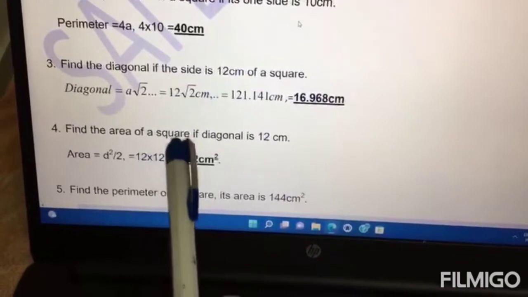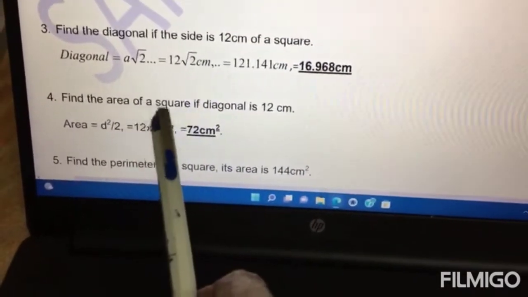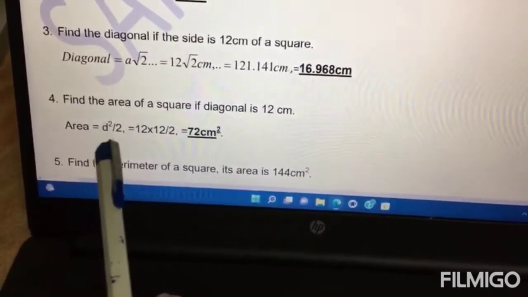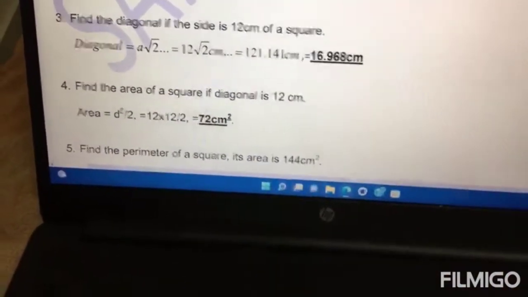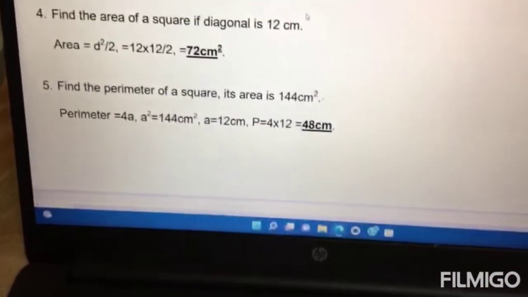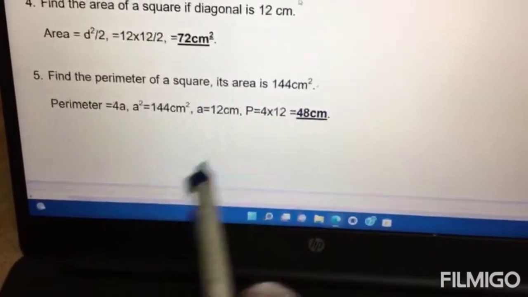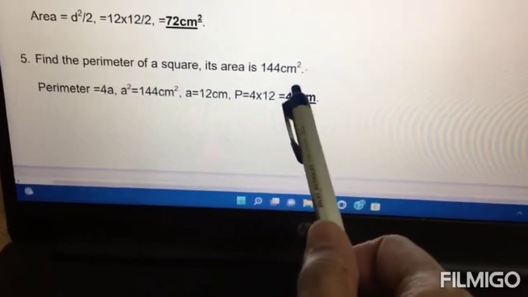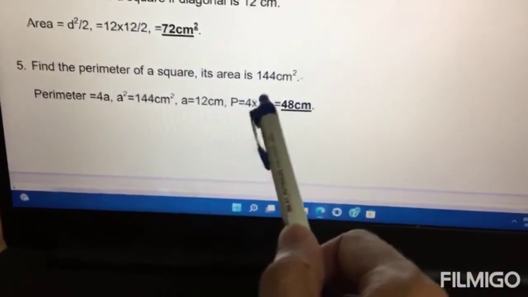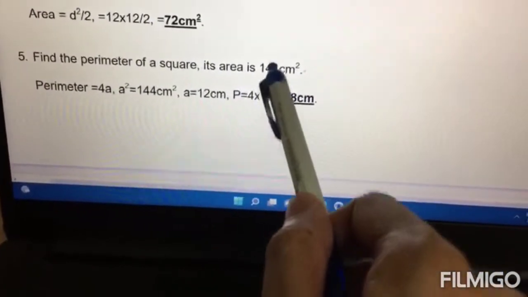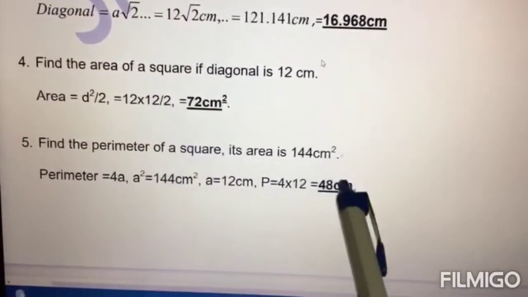Find the area of a square if diagonal is 12 centimeters. So area given diagonal is equal to diagonal square divided by 2, which is 72 centimeters square, because it's area. Okay, find the perimeter of a square if its area is 144 centimeters square. So area is 144 centimeters square. Area is equal to side square. So side square is equal to 144. Therefore, side is equal to root of 144, which is 12. Okay.